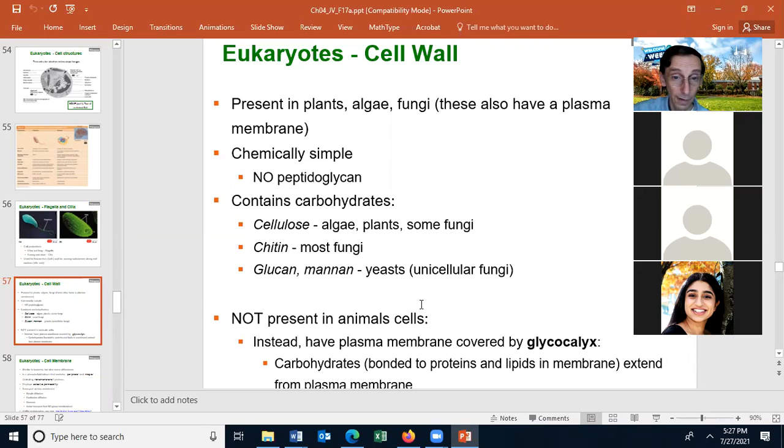Remember, cell walls are absent in animal cells. They do have a plasma membrane, and they may be covered with a glycocalyx. Okay? Any question about animal cells?